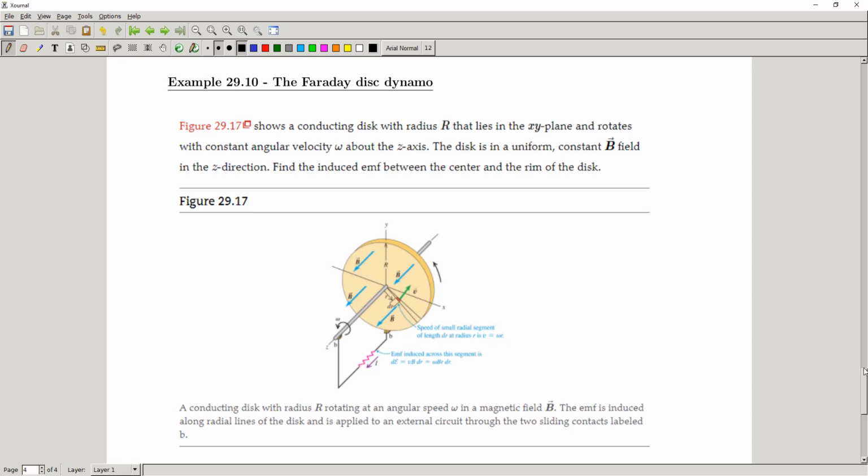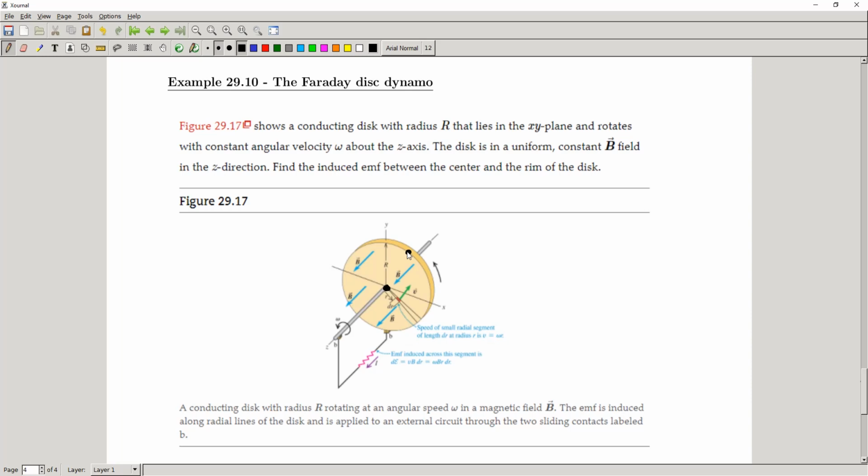Figure 29.17, which we have below here, shows a conducting disc with a radius r that lies in the xy plane and rotates with a constant angular velocity omega about the z-axis. The disc is in a uniform and constant magnetic field that points in the z direction. We can see they've drawn it on here for us. We want to find the induced EMF between the center of the disc and the rim. So we want to find the induced EMF between, say, these two points here. Okay, so between the center and the rim of the disc.